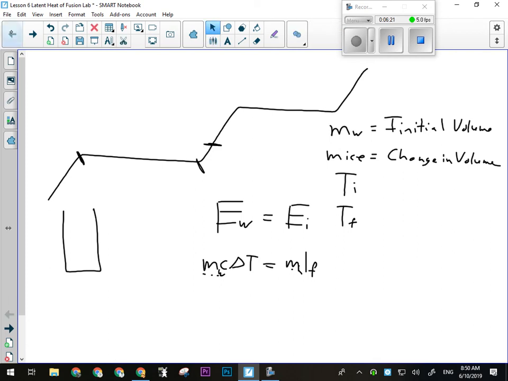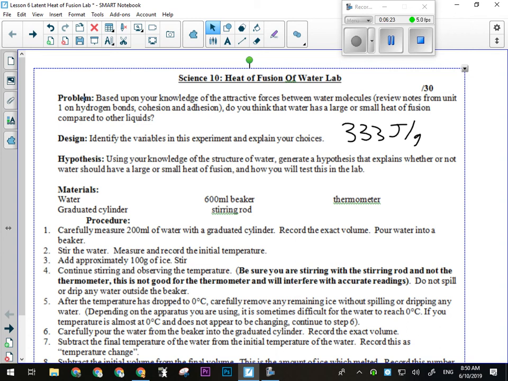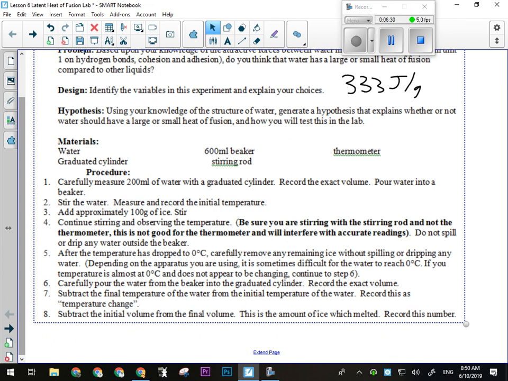All right, so back to this here. Okay, we're not going to bother making a hypothesis here. Okay, we're going to skip that part for now. For today, we're just going to do the experiment and the calculations. Okay, so carefully measure 200 milliliters of water with a graduated cylinder. Okay, you are going to get a 600 milliliter beaker. It's big. Okay, there are markings on the side.